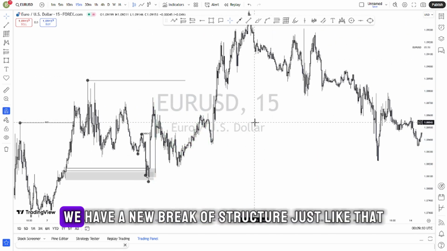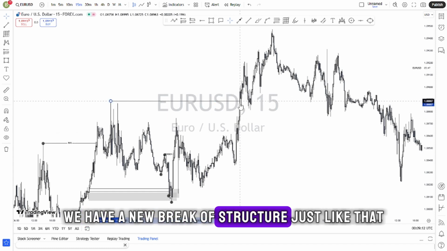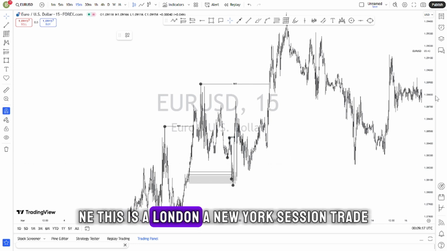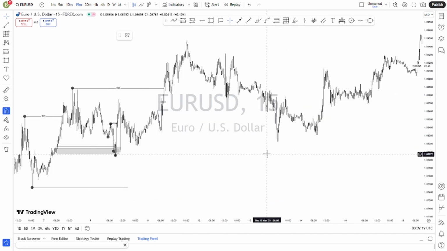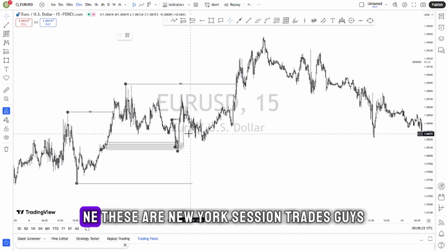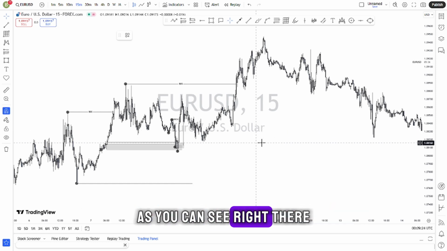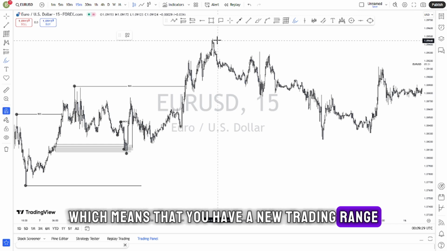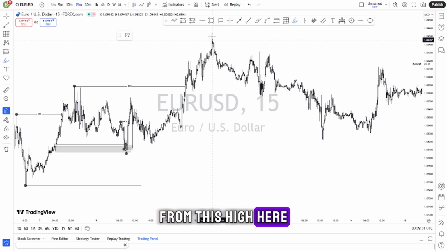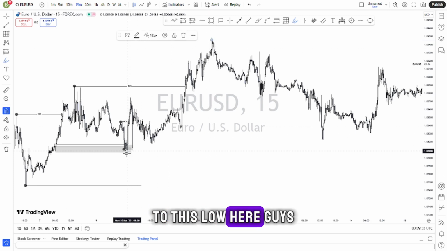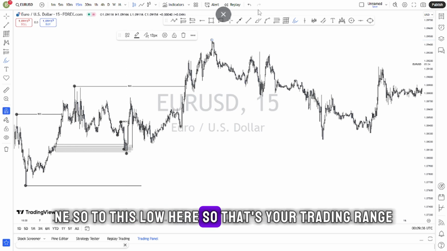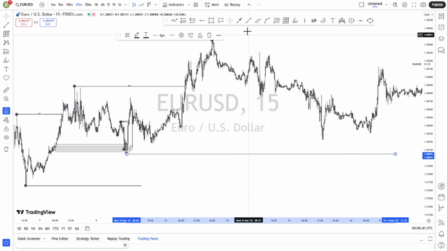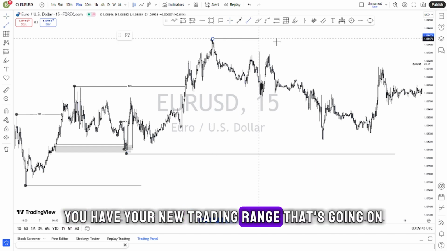Then after that, we have your new break of structure, just like that. And then you have to wait for your sessions, guys. This is a New York session trade. These are New York session trades, guys, as you can see right there. So around here we had a break of structure, which means that you have your new trading range from this high here to this low here, guys. So around this point to that point, you have your new trading range that's going on.